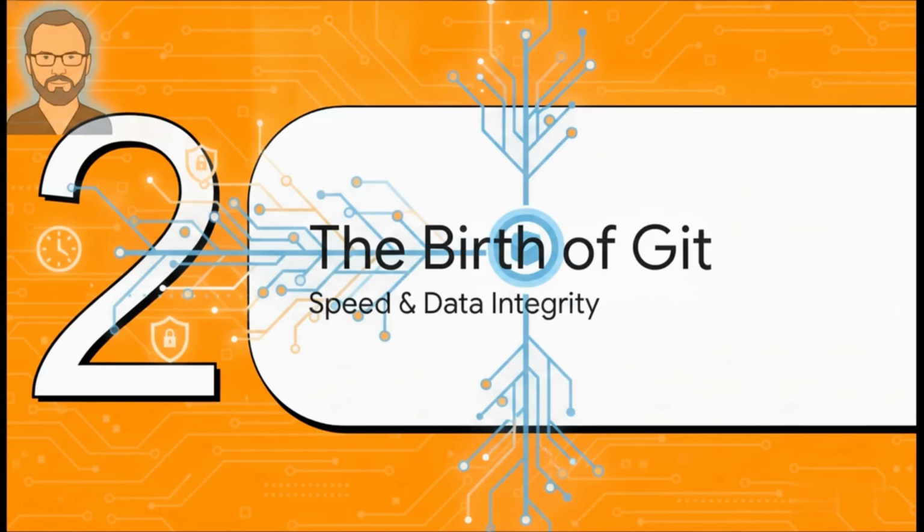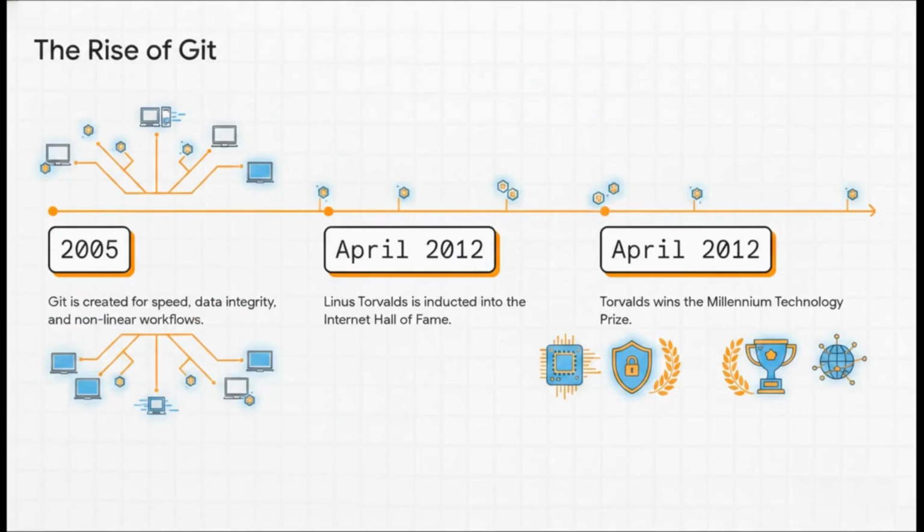Moving right along to section 2, the birth of Git: speed, integrity, and thousands of branches. So Git was actually born back in 2005 out of sheer necessity. Linus Torvalds literally needed a tool that could handle the immense, sprawling scale of the Linux operating system kernel, and his design goals? Uncompromising. He demanded incredible speed, rock-solid data integrity, and support for distributed, nonlinear workflows. We're talking thousands of parallel branches running simultaneously on different computers all over the world.